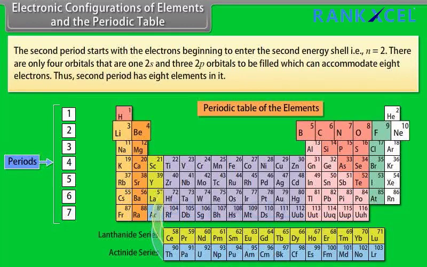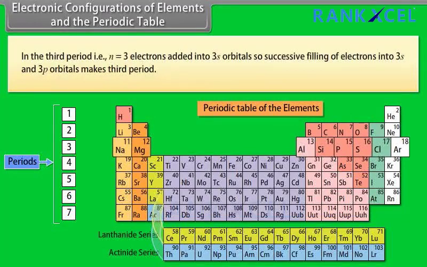The second period starts with the electrons beginning to enter the second energy shell, that is, n equals 2. There are only 4 orbitals, that are one 2s and three 2p orbitals to be filled, which can accommodate 8 electrons. Thus, the second period has 8 elements in it.